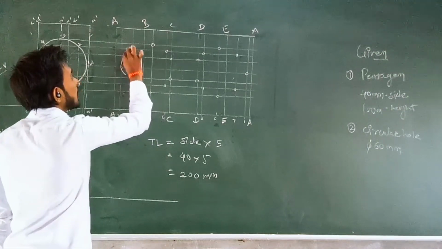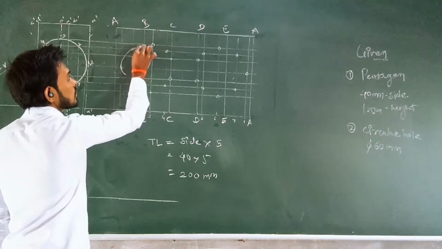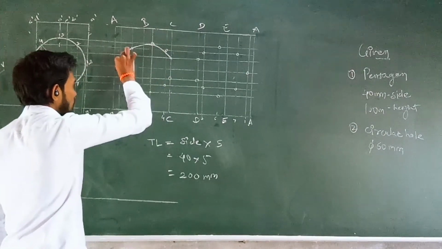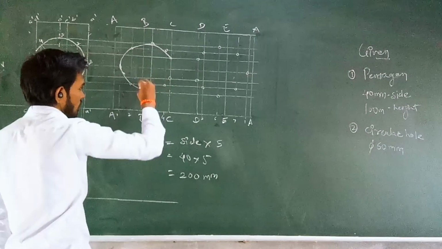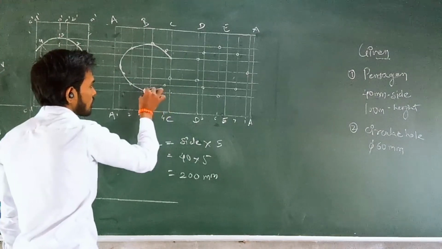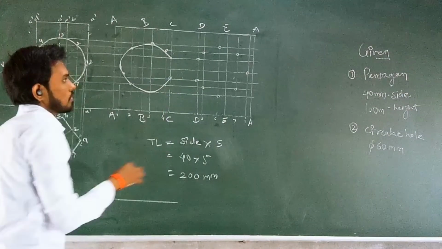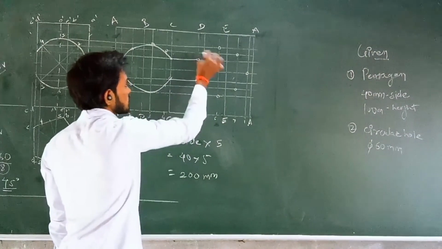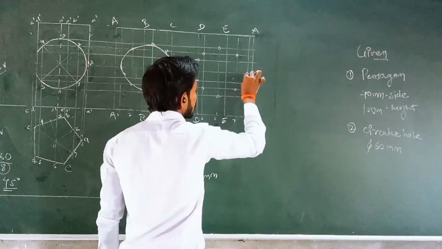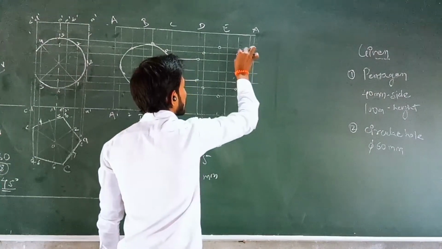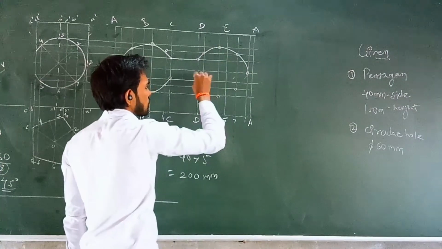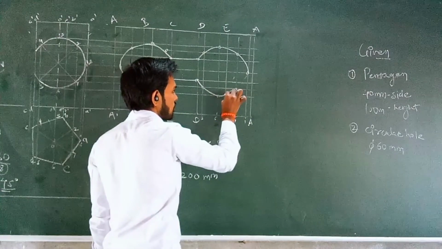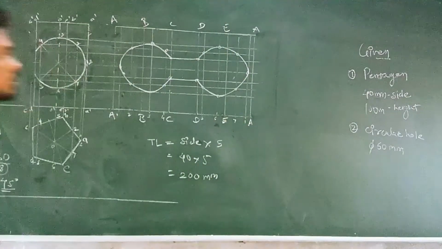So we are going to start. Okay, and this is a straight surface, this is also a straight surface. This is an edge of a surface.